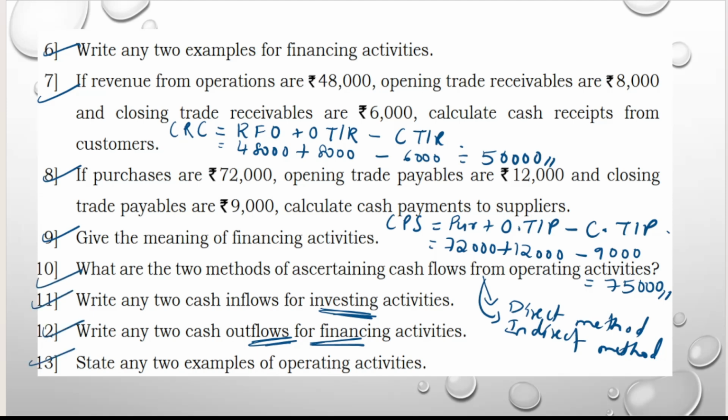State any two examples of operating activities. Operating activities examples, you can write purchase and sale of goods and services. You are going to purchase the goods and services, expenses and incomes, that's it. You are going to sell the goods and services. You are going to pay the salary. You are going to pay the rent. All these are examples for operating activities.